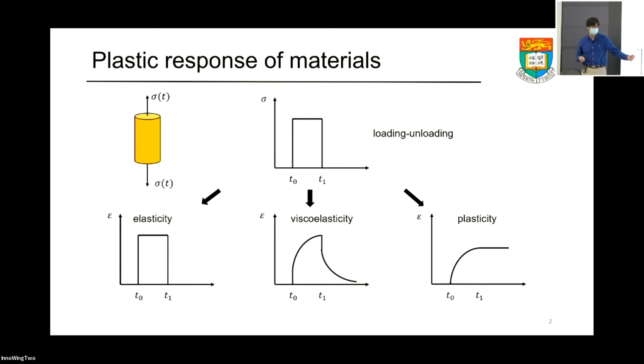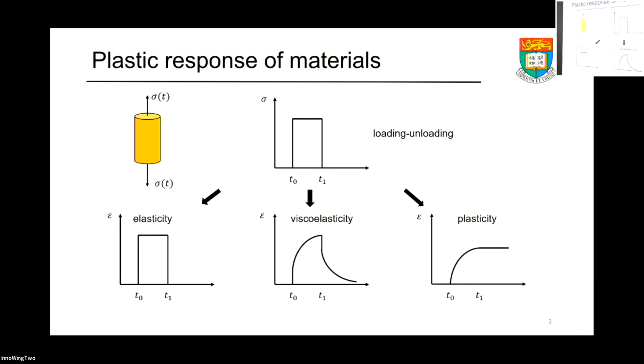The deformation will vanish. In comparison, for a material that is viscoelastic, the deformation will gradually accumulate, but once we unload it, that deformation will also gradually decay to zero. For a plastic material, once the deformation happens, it will remain there. It will never go back to zero, even after we fully unload it. That's what we mean by the plasticity of the material.